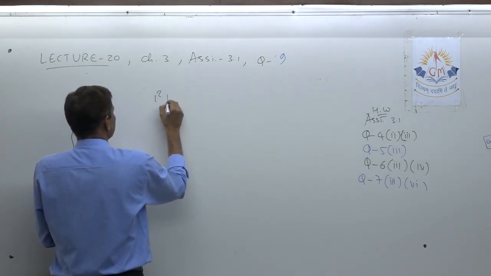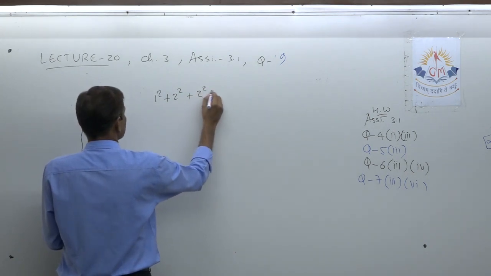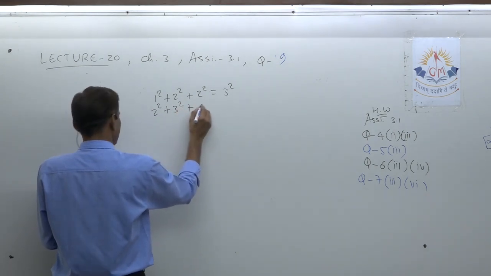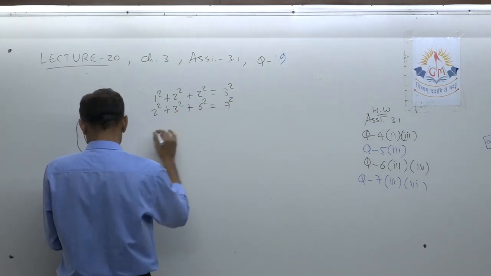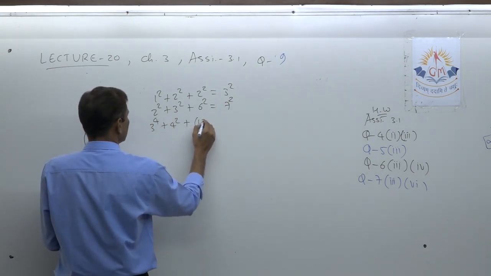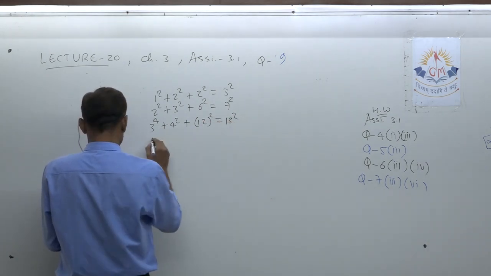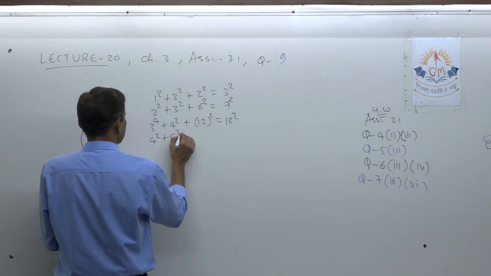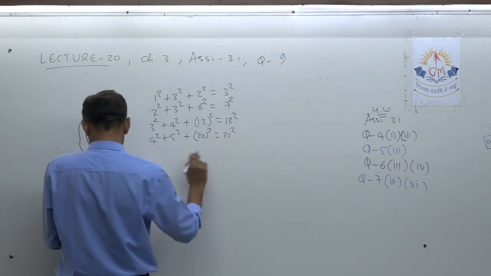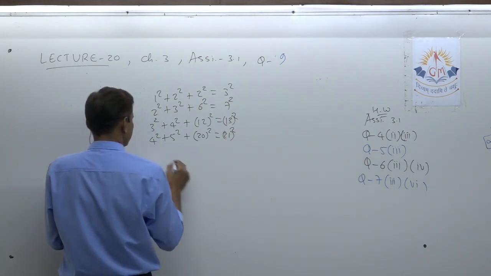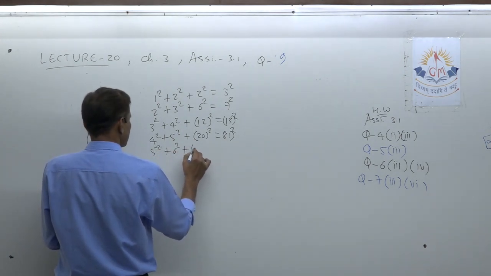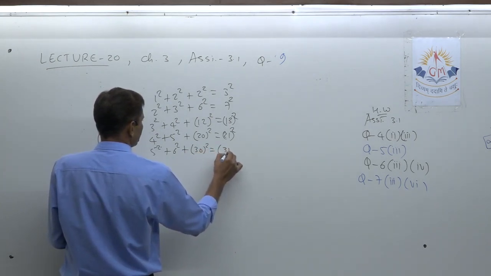Okay, it is 1 square plus 2 square plus 2 square is equal to 3 square. Then 2 square plus 3 square plus 6 square is equal to 7 square. 3 square plus 4 square plus 12 square is equal to 13 square. 4 square plus 5 square plus 20 square is equal to 21 square. 5 square plus 6 square plus 30 square is equal to 31 square.